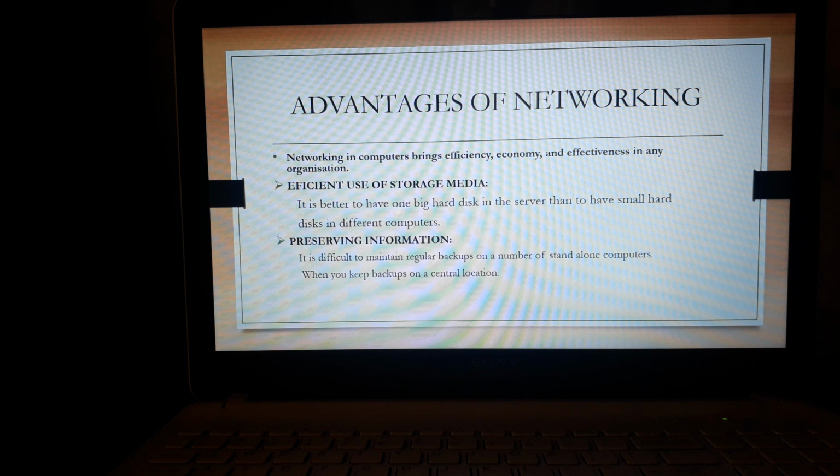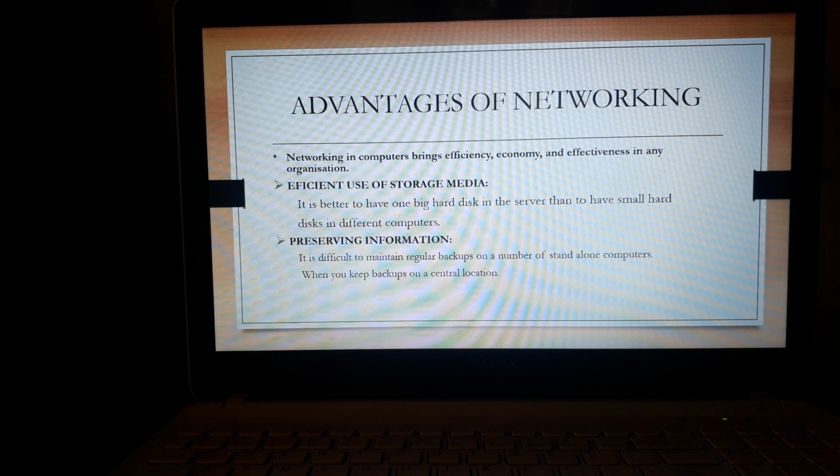The next one is preserving information. It is difficult to maintain regular backups on a number of stand-alone computers, when you keep backups in a central location. Whenever you have important documents, files, or data, you definitely have to keep a backup for your safe side. And regularly you have to take a backup and maintain all these things. It is very difficult, and sometimes we can't take a backup at the time, and afterward we face difficulties.